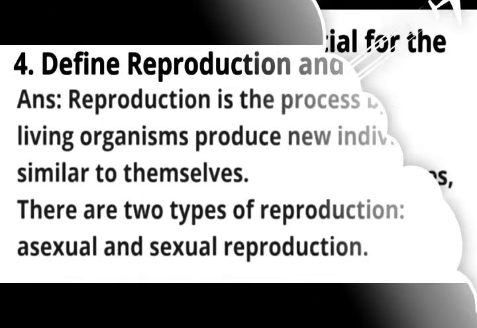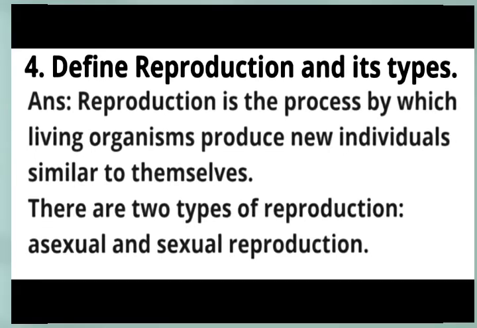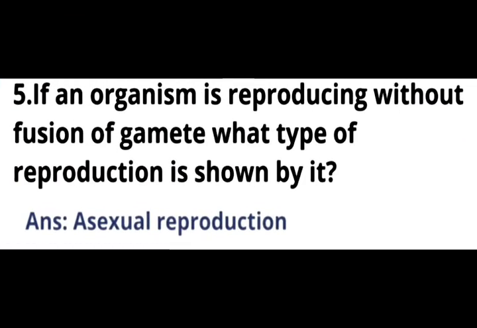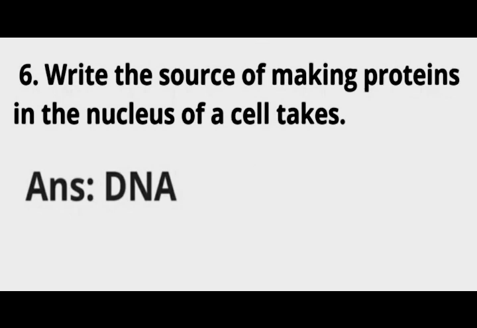Define reproduction and its types. Reproduction is the process by which living organisms produce new individuals similar to themselves. There are two types of reproduction, asexual and sexual reproduction. If an organism is reproducing without fusion of gametes, what type of reproduction is shown by it? Asexual reproduction. Write the source of making proteins in the nucleus of a cell. DNA.